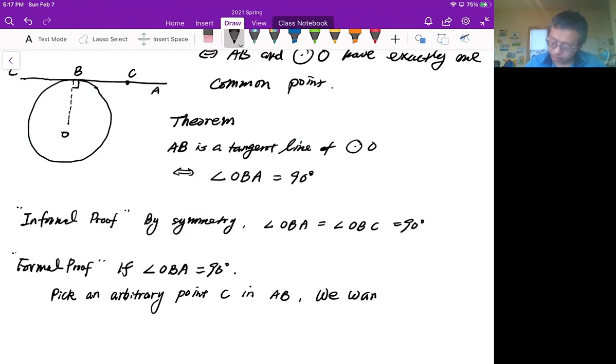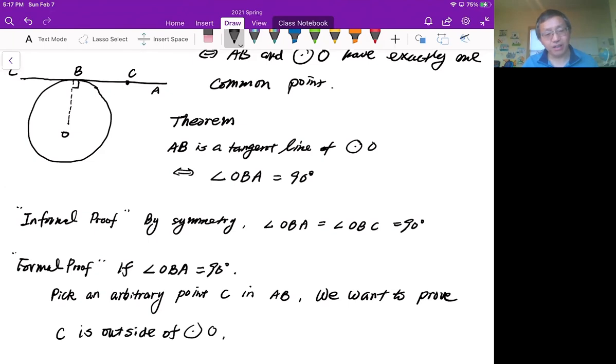We want to prove that C is outside of the circle O. If you can prove that, then we are done. Why? Because if you pick any point other than B from the line AB, and you can always prove that C is outside the circle, then we are done, right? Okay, how do you prove that? How do you prove C is outside of the circle? Well, you just need to show that OC is bigger than the radius, right? So let's try to connect this. So I'm going to connect this.